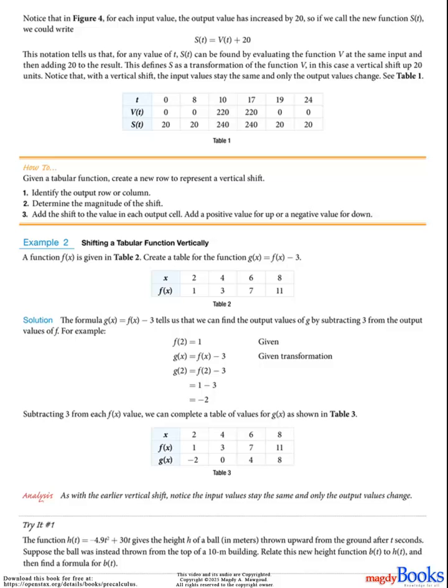Example 2. Shifting a tabular function vertically. A function f of x is given in Table 2. Create a table for the function g of x equals f of x minus 3. Table 2. x, f of x. For x equals 2, f of x is 1.